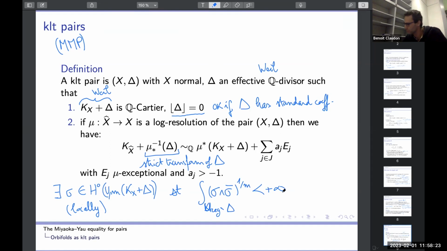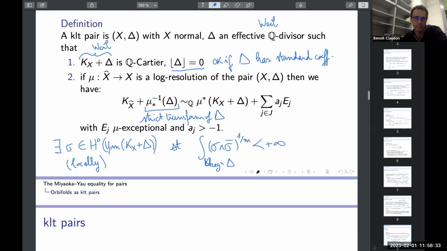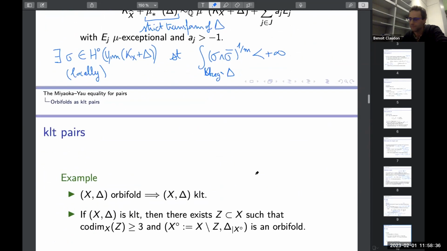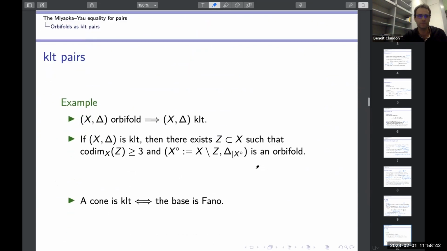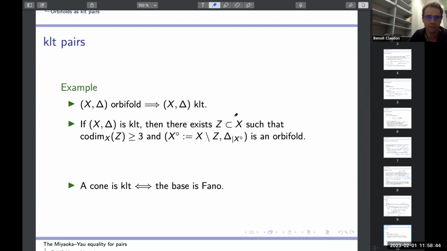So it amounts to saying that we have some kind of integrable volume forms. Okay, so let me give some examples of KLT pair.